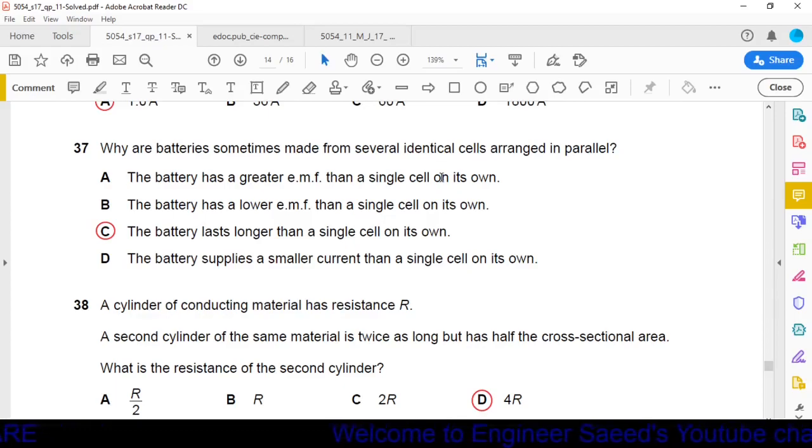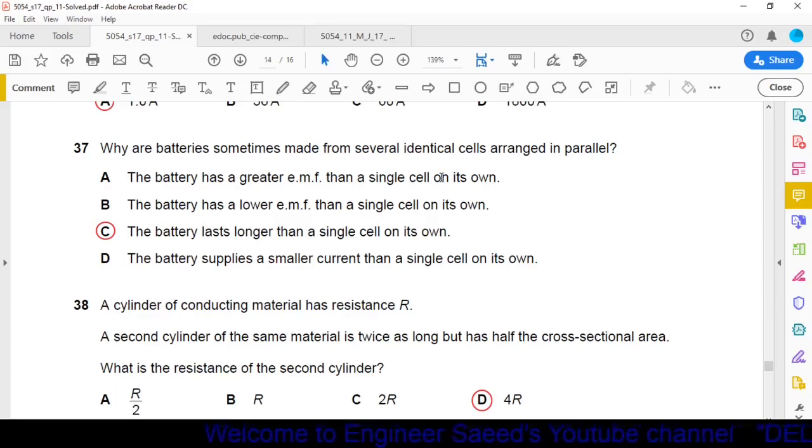Option B. The battery has a lower EMF than a single cell on its own. No, there will be no difference when it is connected in parallel. Voltage or EMF remains the same. Option C, the battery lasts longer than a single cell on its own.